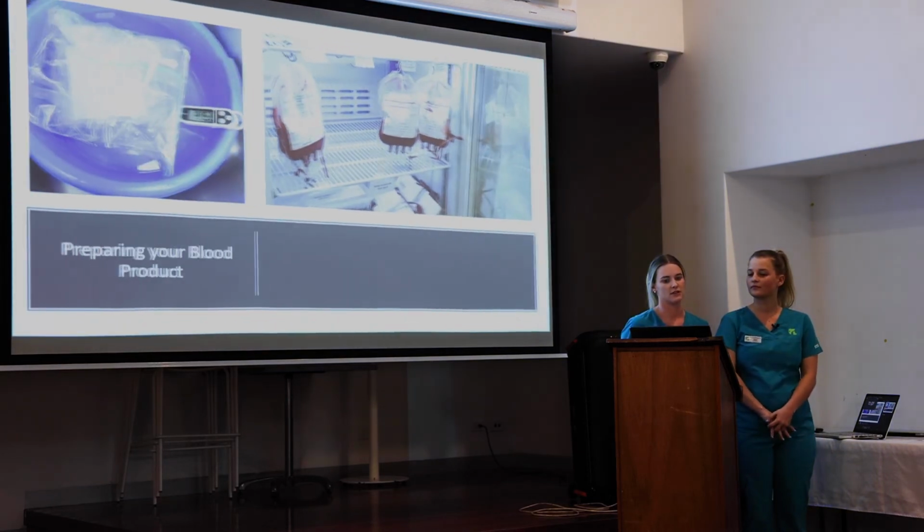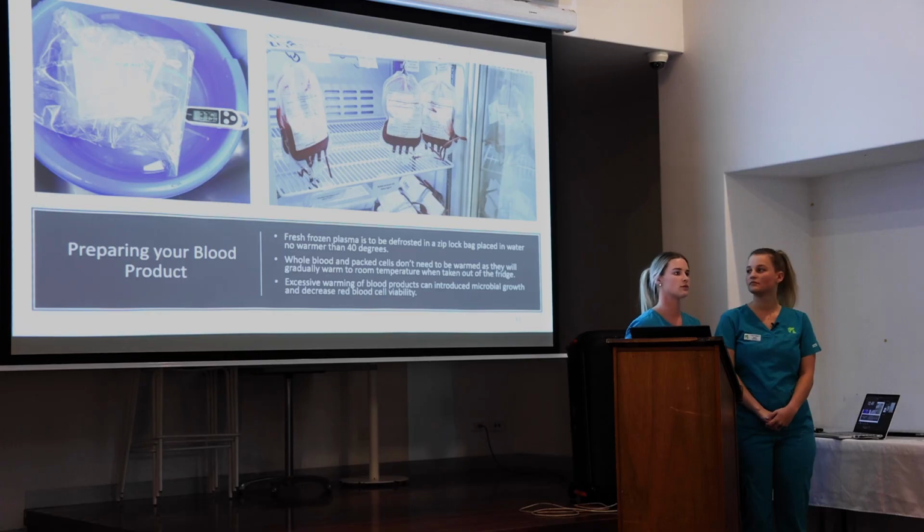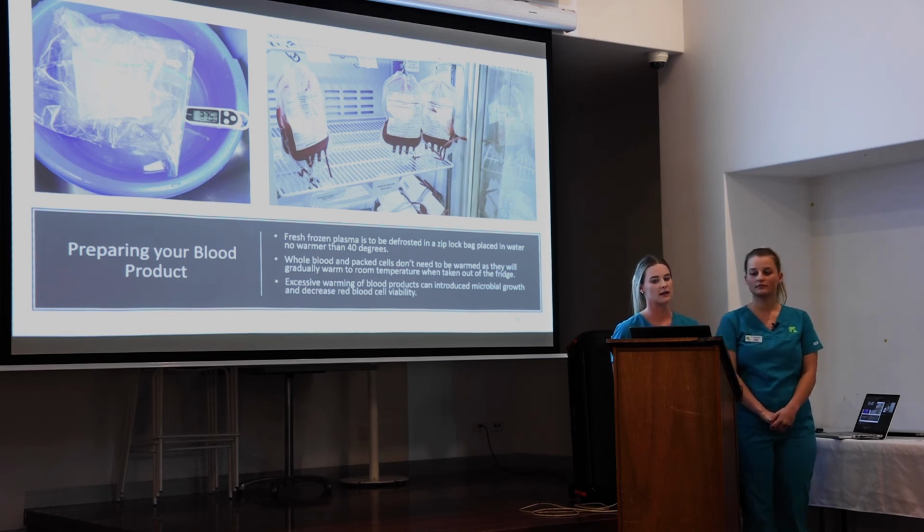Preparing for a blood transfusion. When preparing for a blood transfusion, you can start by removing the blood from the fridge or freezer. If you are using fresh frozen plasma, it needs to be defrosted in water no warmer than 40 degrees. Although whole blood and packed cells don't need to be warmed before administration, they will gradually warm to room temperature while you're setting up and as it's being transfused. Excessive warming can decrease the red blood cells' viability and increase the risk of microbial growth.